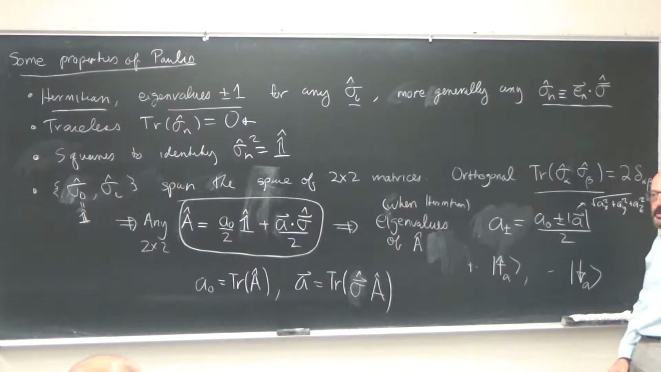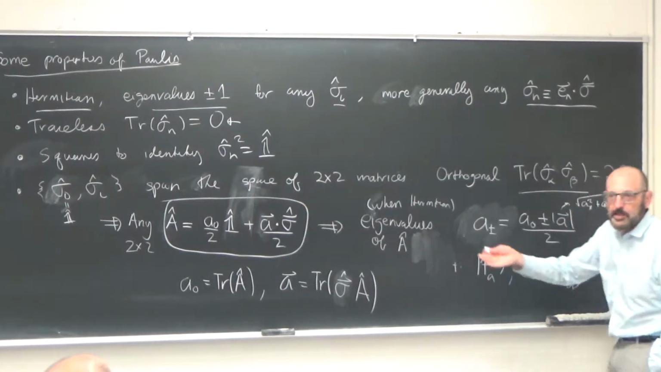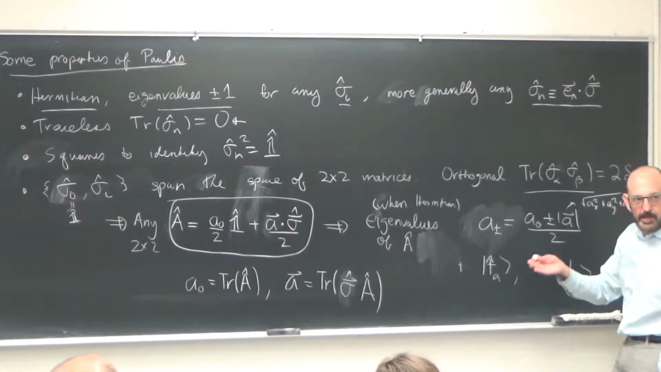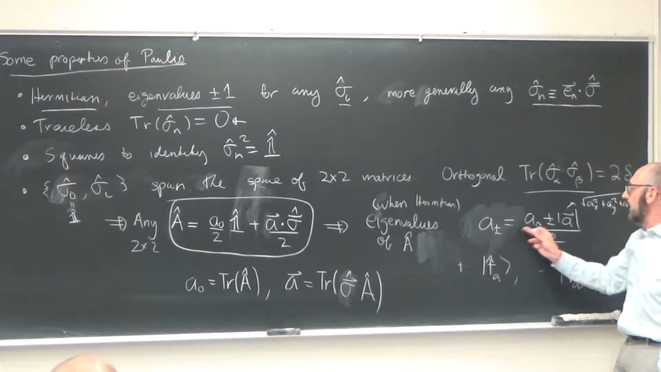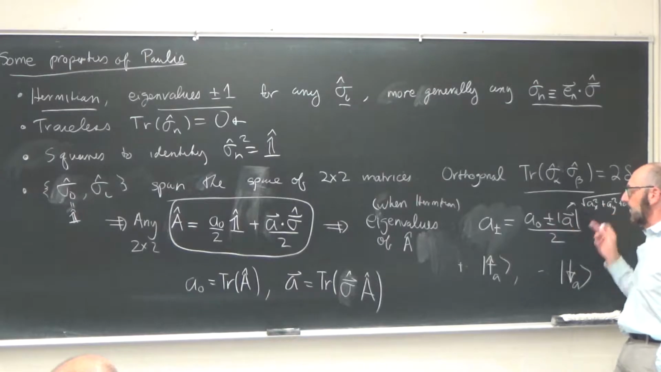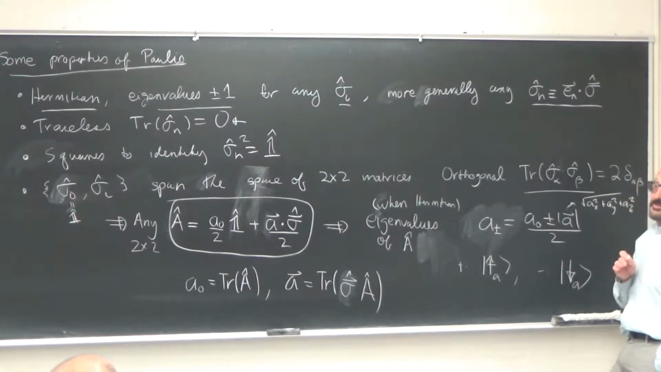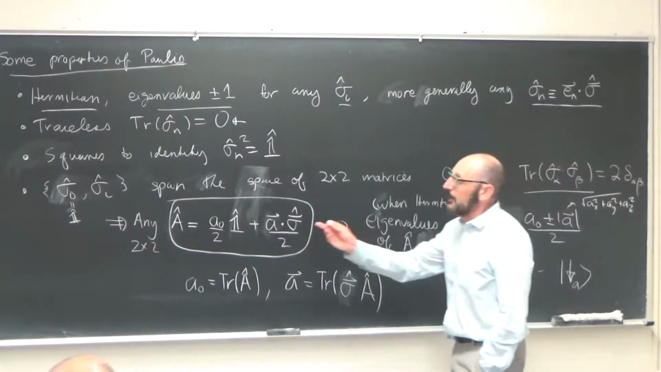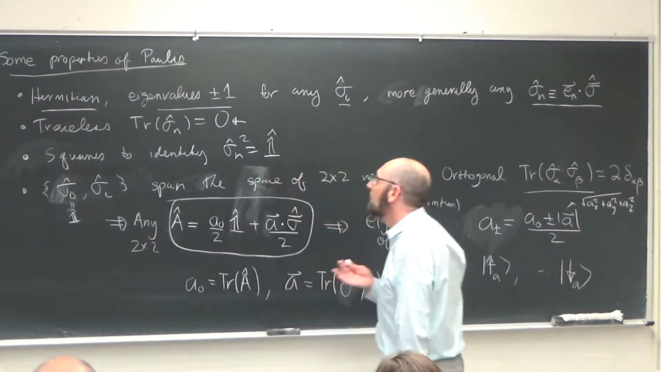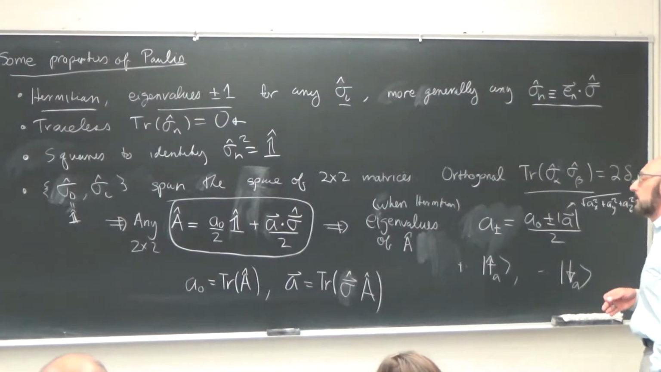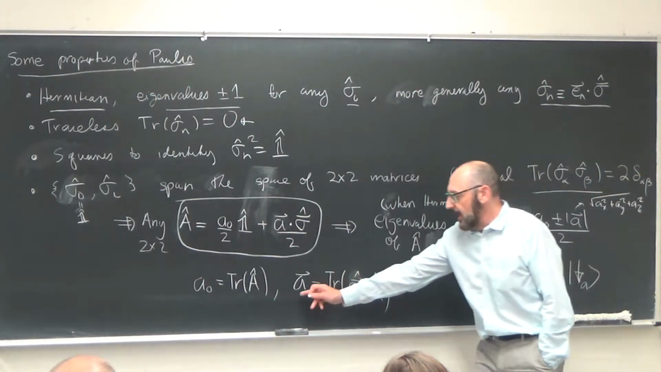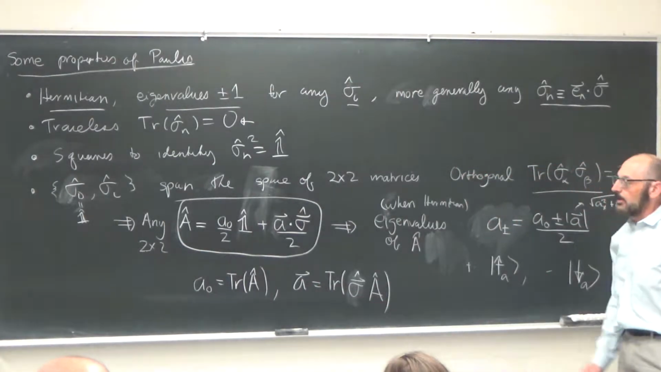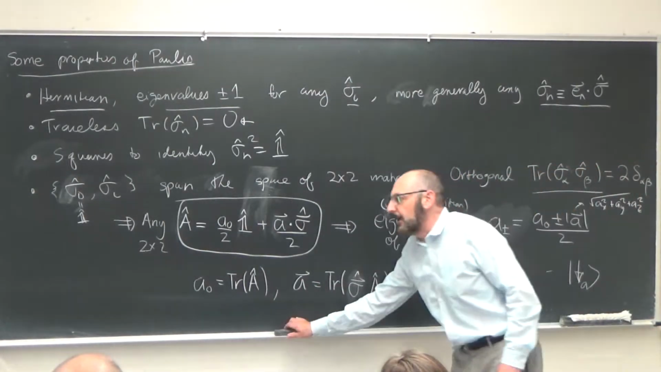That's the magnitude of that, where this is a vector that has 3 components, AX, AY, and AZ. And that's the magnitude of that vector. And then the other eigenvalue is A0 minus that, over 2. Okay? And the eigenvectors of this matrix then correspond to spin up along the direction of A and spin down along the direction of A. Let me clarify that a little bit.